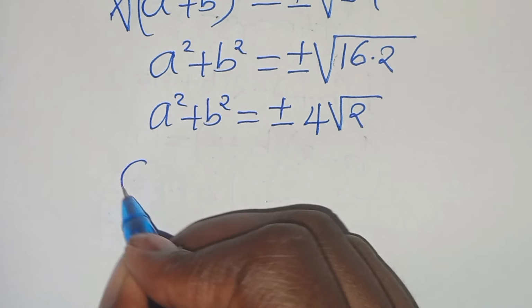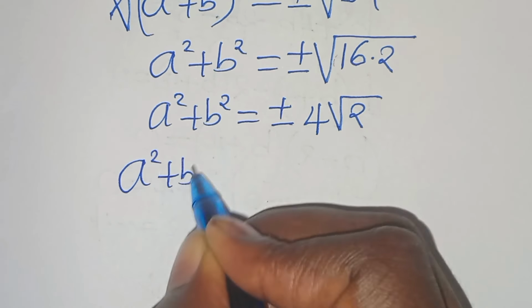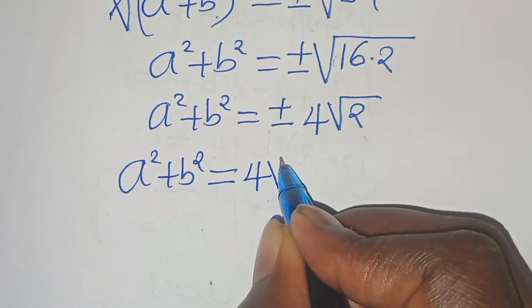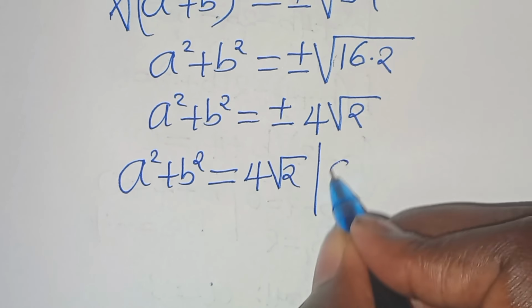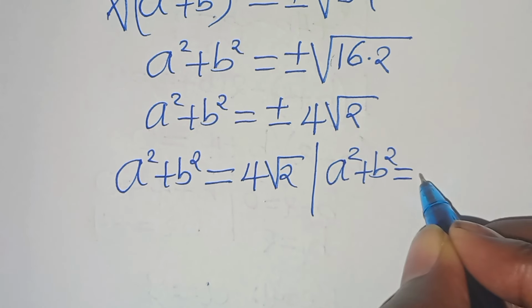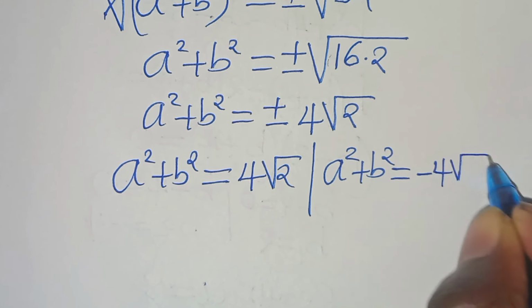We have that a squared plus b squared is equal to 4 root 2. And we have that a squared plus b squared is equal to minus 4 root 2.